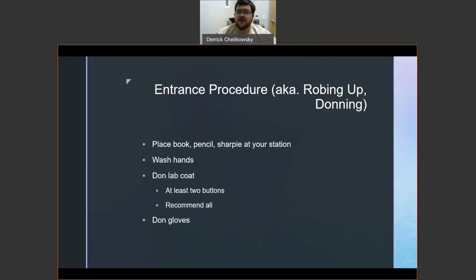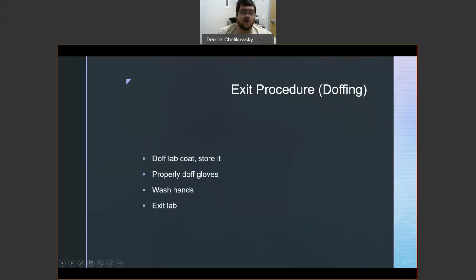Before you enter the lab, make sure that you have closed-toed shoes on. You have long pants on unless you're putting on scrubs. You then want to come in and place your book, pencil, and Sharpie at your workstation. Wash your hands. We have 4 hand washing stations in each lab. You then want to don or put on your lab coat. This is going to be a link as well. It's also on Blackboard. We need at least 2 buttons per our safety protocols, but we recommend as many as possible. My lab coats, one of them has 7 buttons, one of them has 6. I usually do up all of them. You then want to don your gloves and get started to work.